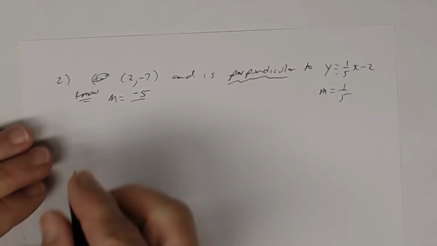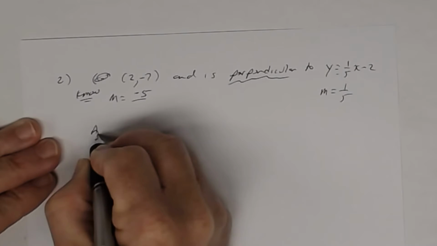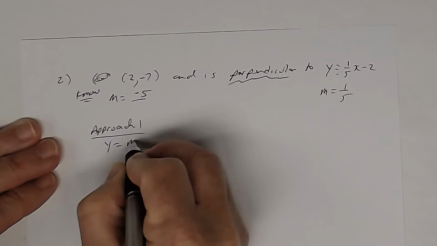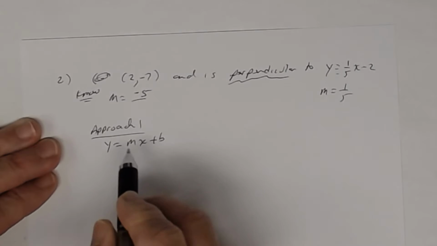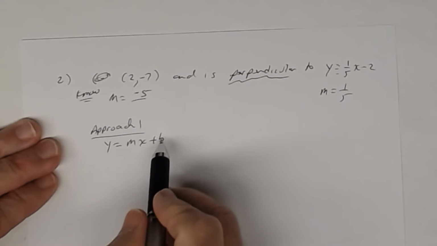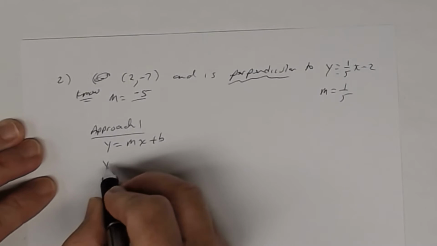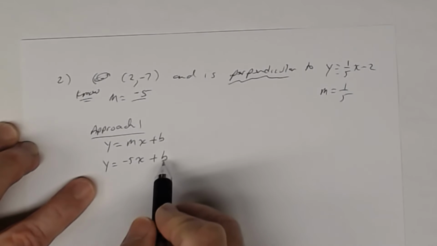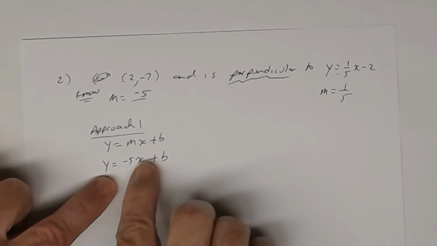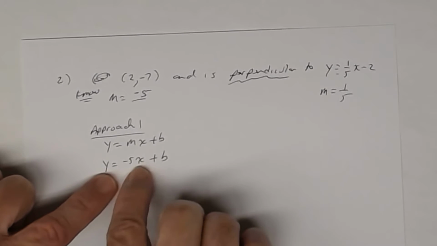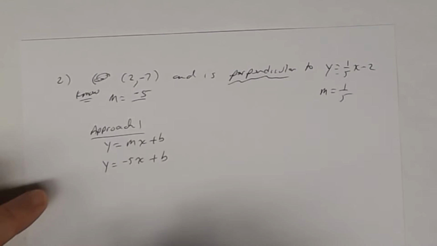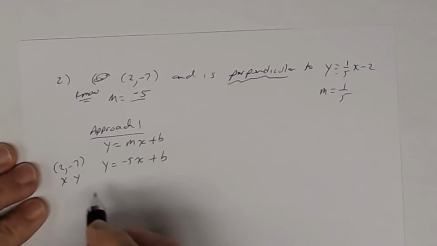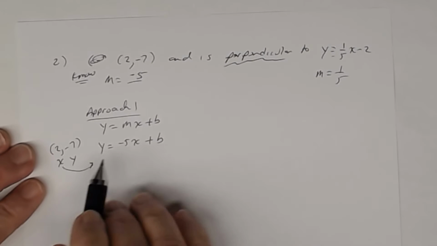All right, so now we have the 2 approaches again. Approach 1 is to use slope-intercept form. And I know the slope now, but I don't know the y-intercept, so I have to find it. So I have y equals negative 5x plus b. In order to find the y-intercept, I've got to use an x and a y that's on that line, which I do know. That's this point here. So I'm going to use that point. There's your x, there's your y, and you're going to substitute that into your equation.